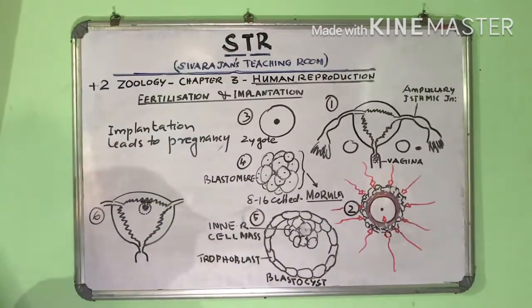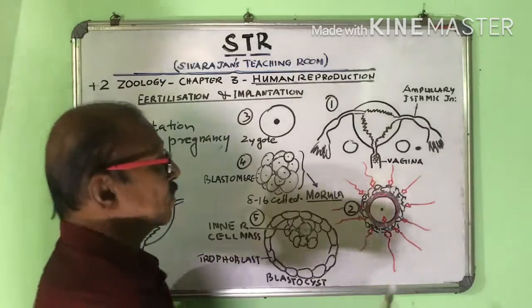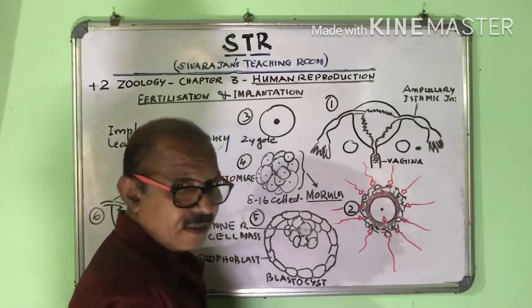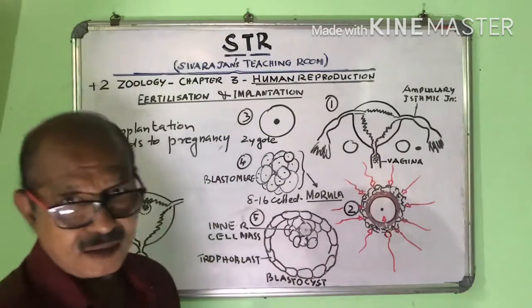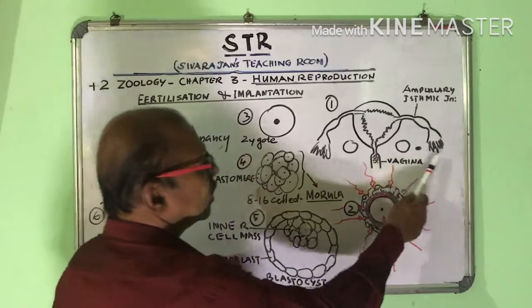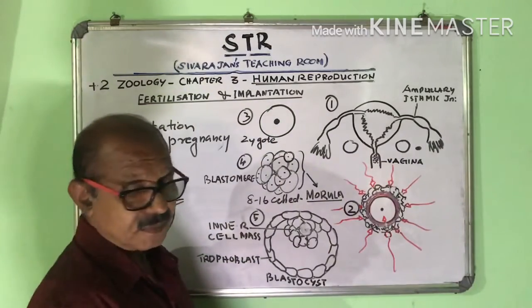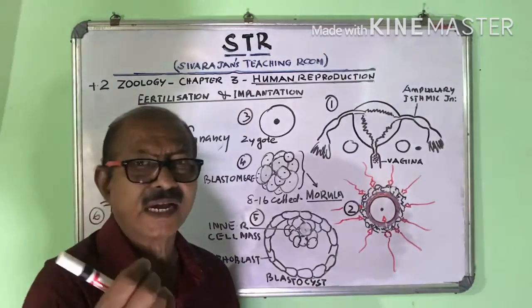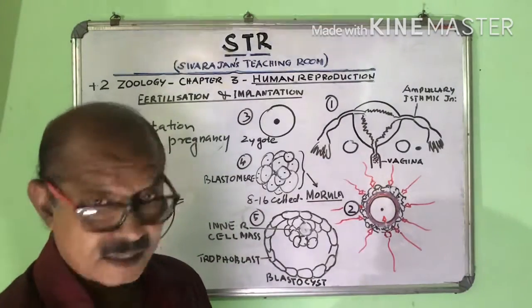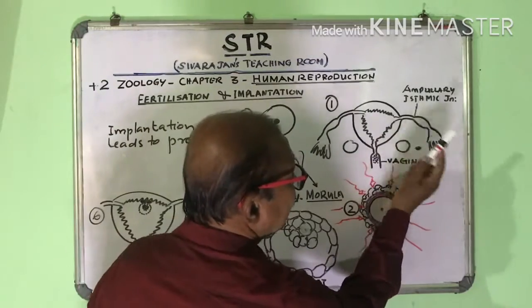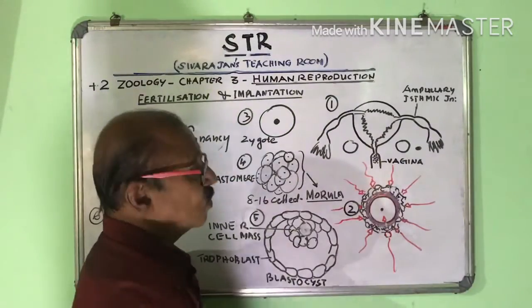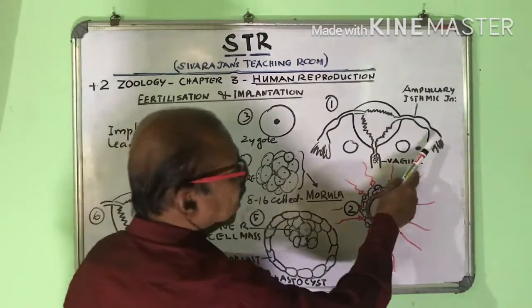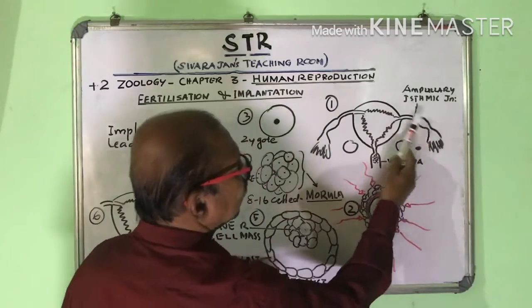Now let us think about the ovum. The ovary releases the ovum. The ovum released by the ovary is captured by the fimbriae of the oviduct and is brought into the infundibulum. Inside the oviduct, there are thousands of small hair-like structures called cilia, and all the cilia will be moving towards the inside. So the ovum captured by the fimbriae moves through the infundibulum and ampulla and goes forward.